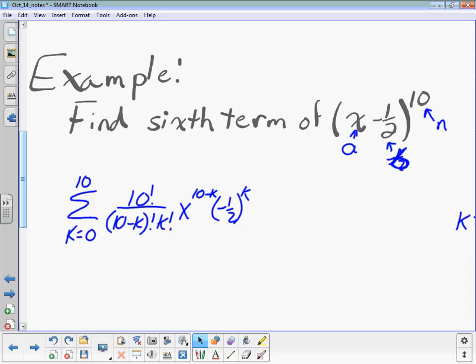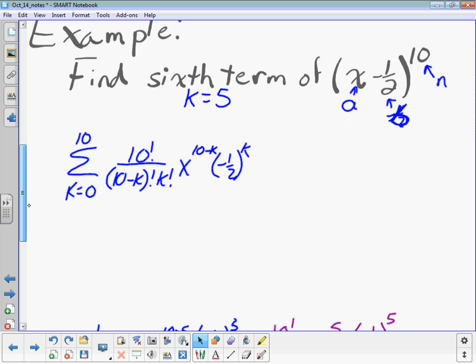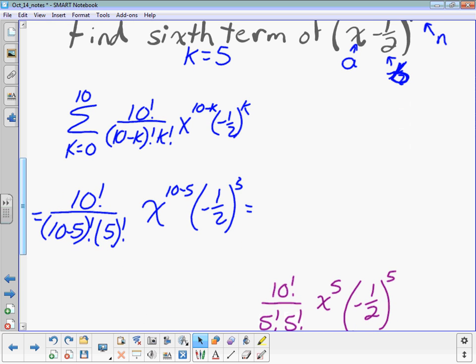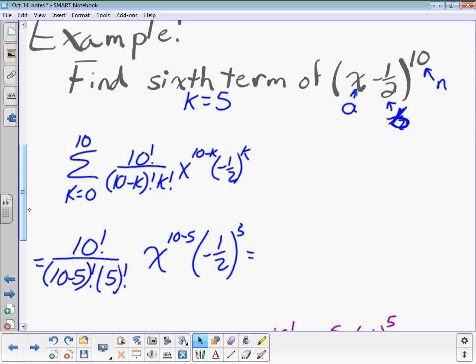If you notice back on the last one, k started with 0. When k was 0, I had my first term. When k was 1, I had my second term. So if I want my sixth term, I'm going to let k equal 5. The quick rule here is whatever term they want you to find, k is going to be one less than that. So I'm just going to rework this problem with k as 5. I get 10 factorial over 10 minus 5 factorial times 5 factorial, times x to the 10 minus 5 power, with parentheses, -1/2 to the 5th power.